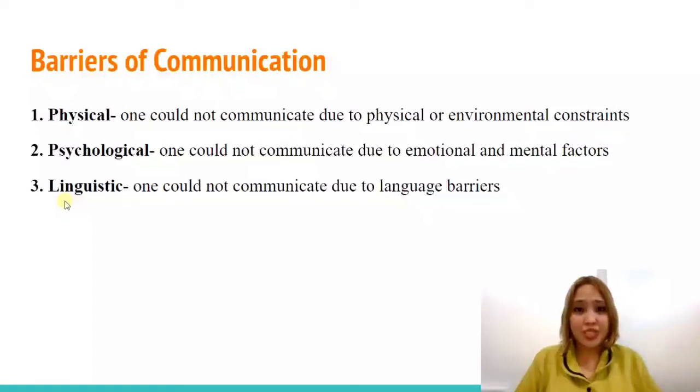Third is linguistic. One could not communicate due to language barriers. So when we say linguistic barrier, it has something to do with language. Therefore, kung iba yung language ng taong kinakausap mo at iba yung language mo and you don't have any common language, mahirap talaga yon. Let's say, he or she will be speaking in Japanese and you will be speaking in Cebuano or you'll be speaking in Tagalog, Filipino. Hindi talaga kayo makakaintindihan because you have different lexical knowledge on a certain language. Iba-iba yung mga lingwahe nyo.